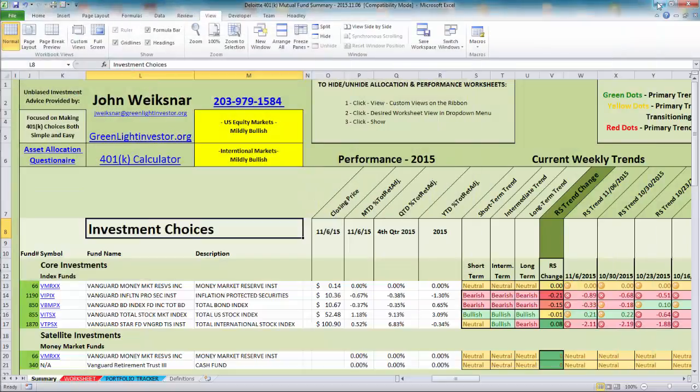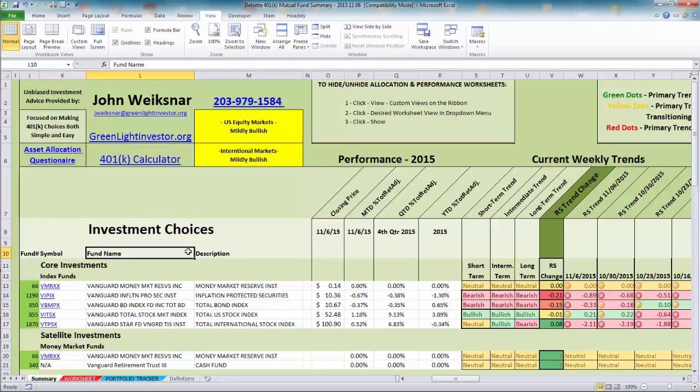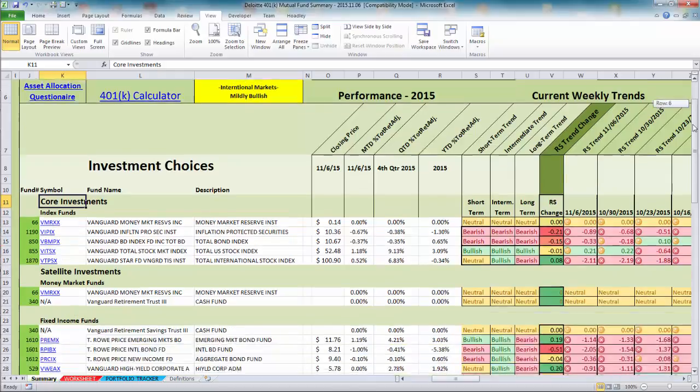Let's go ahead and go right into our worksheet. On the left side, we have the investment choices available to you, and the column headings include the fund number, fund symbol, the fund name, and a brief description of the fund. They're also set up in different categories, starting with the core investments at top.